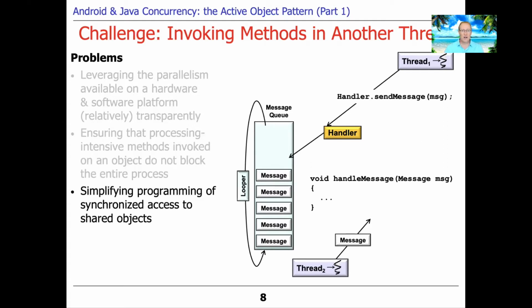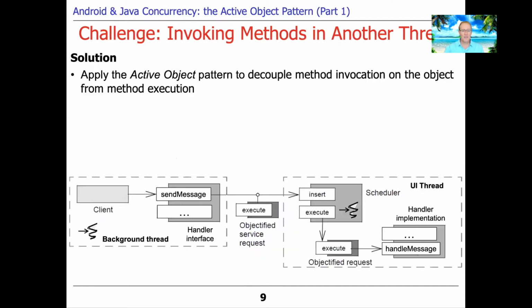Another problem we're trying to solve is simplifying the programming of synchronized access to shared objects. So rather than having to put locks in our code explicitly, we're going to use some other means to provide boundaries of concurrency. As is often the case, we want to make the method call be the boundary of concurrency, which is something you're familiar with in the context of the monitor object pattern that we've talked about earlier. So what's the solution in this case?